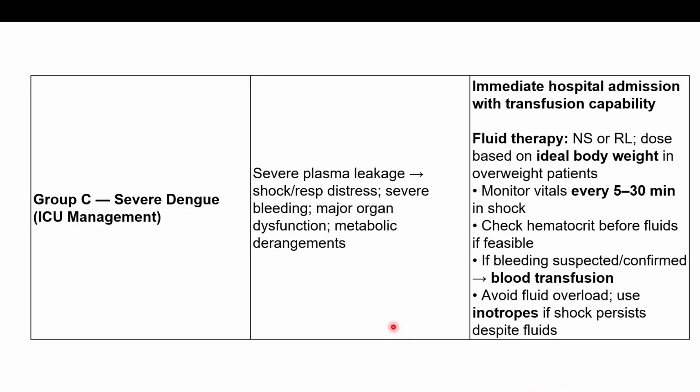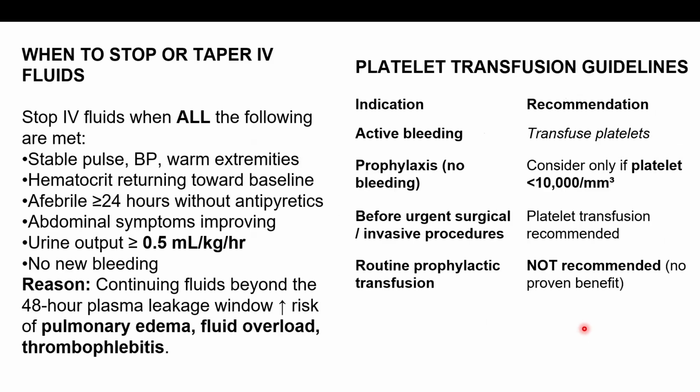In case of severe dengue in ICU management, with plasma leakage, shock, respiratory distress, severe bleeding, major organ dysfunction, or metabolic derangements, all these cases need ICU admission and monitoring. In these cases, fluid therapy is again the mainstay, based on the ideal body weight. Monitor vitals every 5 to 30 minutes when the patient is in shock. Check hematocrit before fluid. If there are bleeding manifestations, transfuse blood and avoid fluid overload. Use inotropes for shock persisting despite fluids.